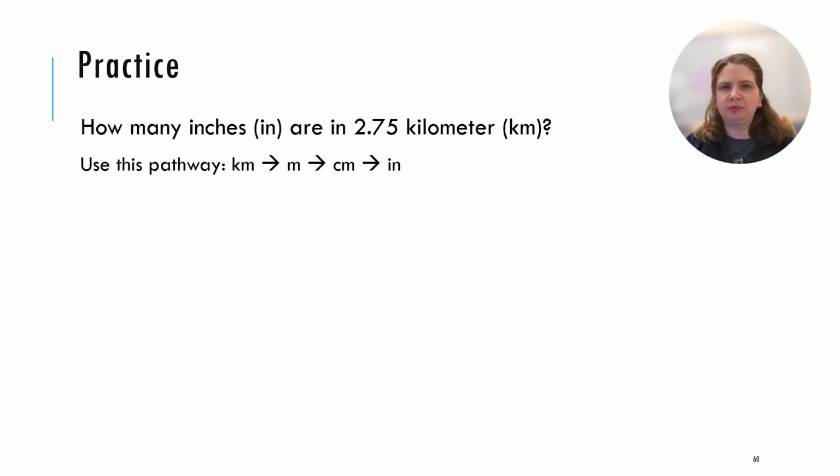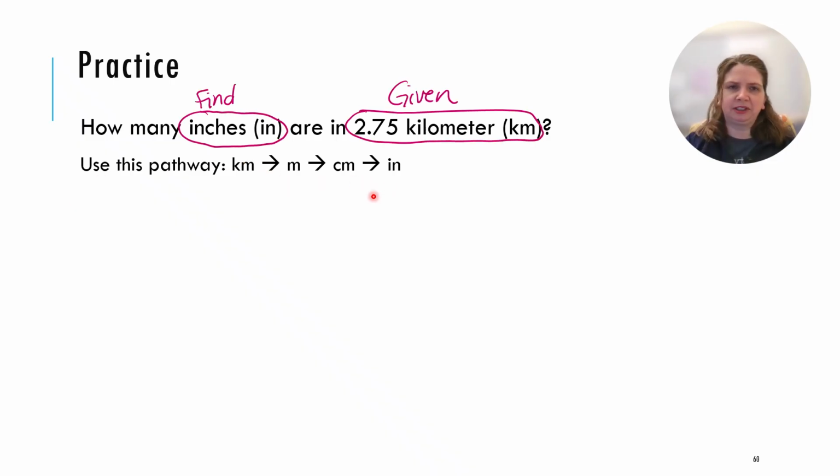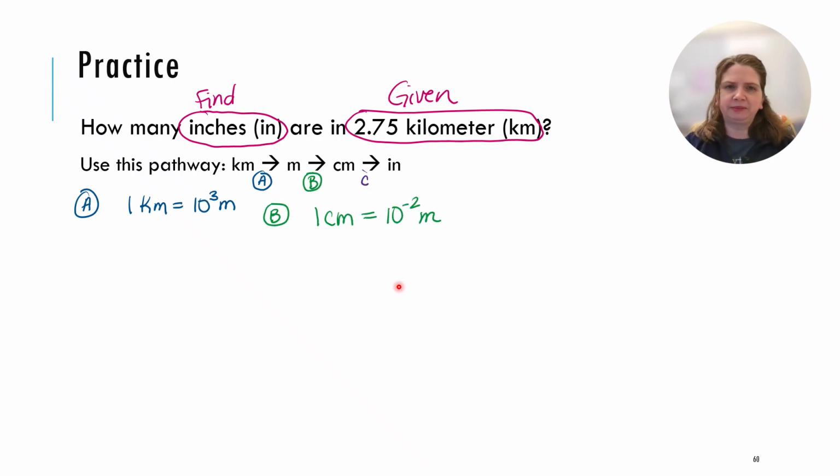Now let's convert 2.75 kilometers to inches. The required pathway is kilometers to meters to centimeters to inches. This pathway tells us that we need 3 conversion factors. So let's write those out. 1 kilometer is equal to 10 to the third meters. 1 centimeter is equal to 10 to the minus 2 meters. And 1 inch is 2.54 centimeters.